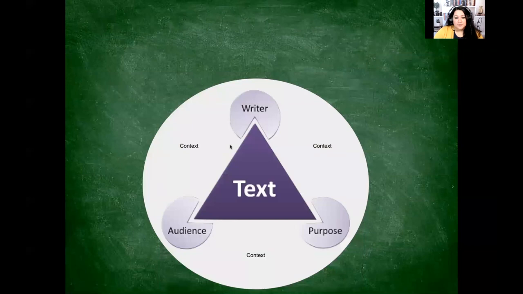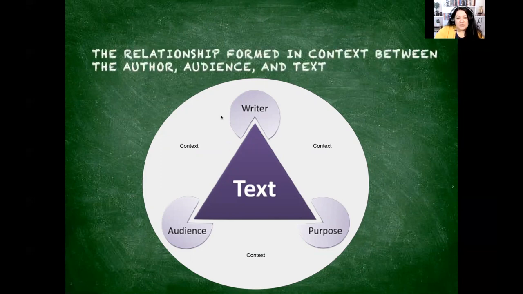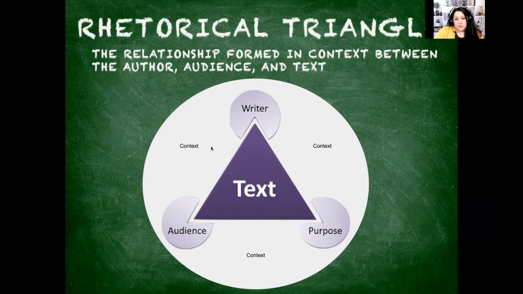All right. You should know what this is just by looking at it. If you don't know what this is, memorize it right now. Okay, it's the relationship formed in context. There's the white circle between the author, the audience, and the text. This is the rhetorical triangle. You need to understand that all of these things work together for a rhetorical purpose, because if you're missing even one, your rhetorical purpose will really be undermined.